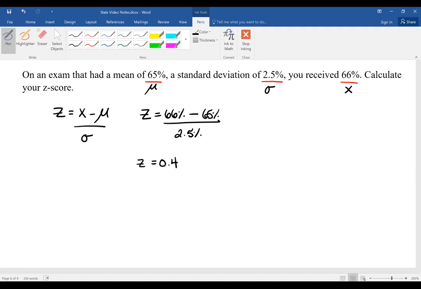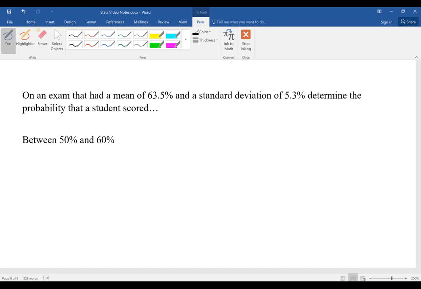Let's try another example. This example is going to require that you know how to read a z-score table. If you already know how to do so, you're good to go. But if you don't, please click the link that I've just provided here on the screen in order to learn how to do that first. So pause this video and then come back.